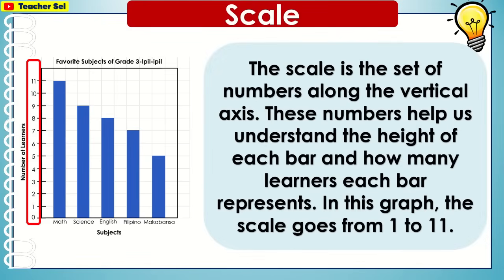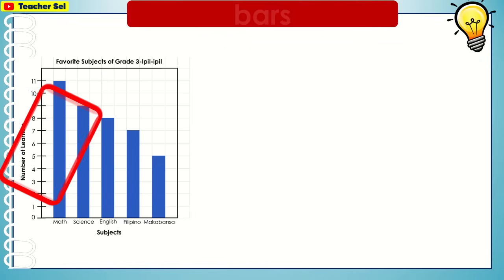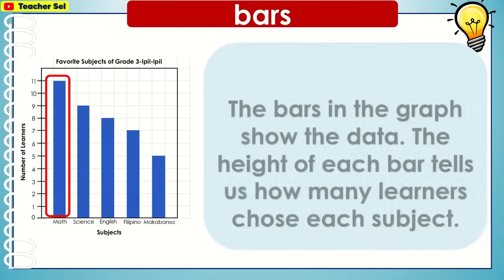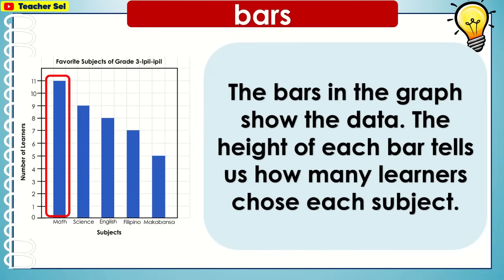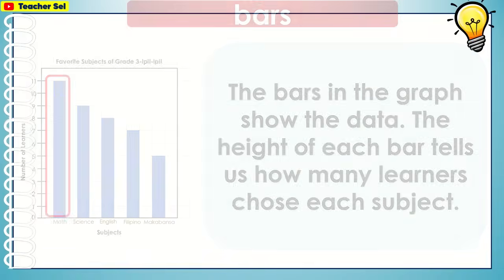Scale. The scale is the set of numbers along the vertical axis. These numbers help us understand the height of each bar and how many learners each bar represents. In this graph, the scale goes from 1 to 11. Bars. The bars in the graph show the data. The height of each bar tells us how many learners chose each subject.